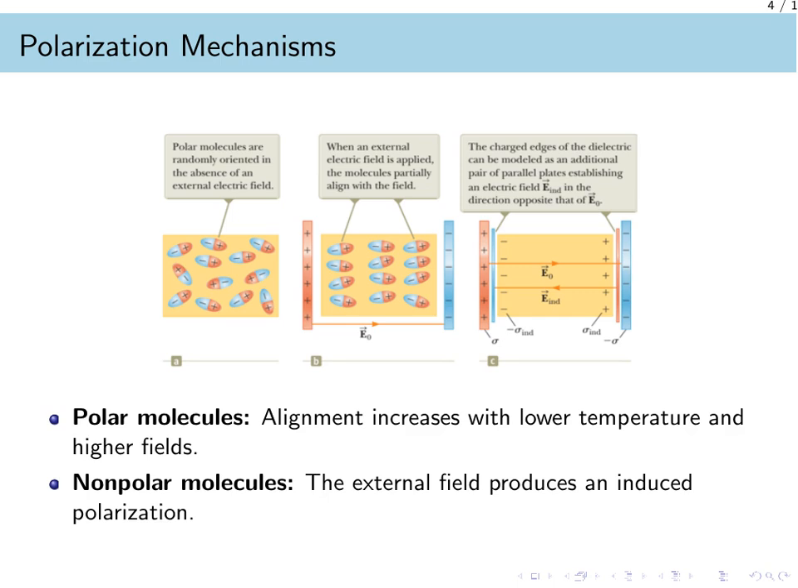When an external electric field is applied, these molecules partially align themselves with the field. The degree of alignment increases at lower temperatures and with higher applied electric fields. Even for nonpolar molecules, the external field induces a dipole moment, leading to an induced polarization that also aligns with the field. As a result of this alignment, the charged edges of the dielectric act like an additional pair of parallel plates. This forms an induced electric field directed opposite to the external electric field.